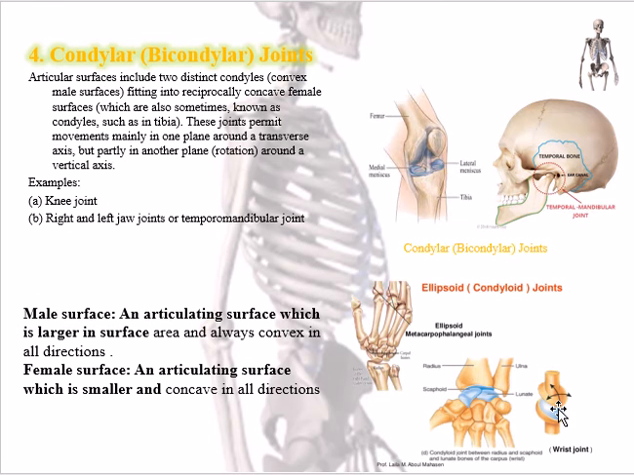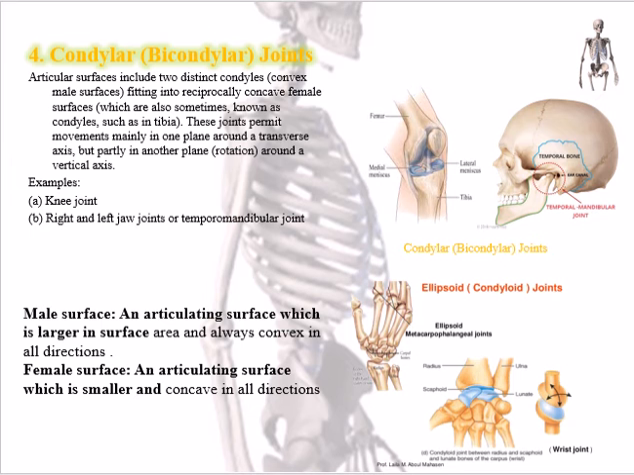Number 4. Condylar joints, or you can say bicondylar. Articular surfaces include two distinct condyles, convex male surfaces fitting into a reciprocally concave female surface, which are also sometimes known as condyles, such as in tibia. These joints permit movements mainly in one plane around a transverse axis, but partly in another plane, rotation around a vertical axis. Example: knee joint, and then right and left jaw joints, the temporomandibular joints. These are examples of condylar joints.